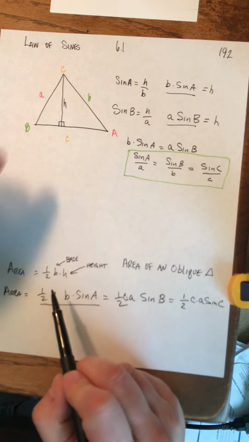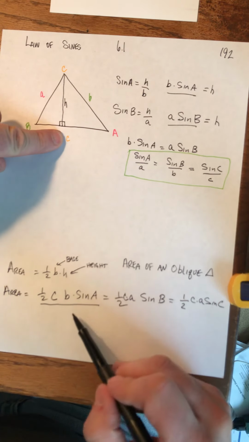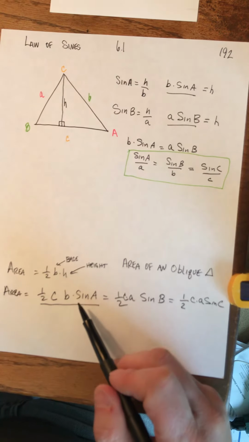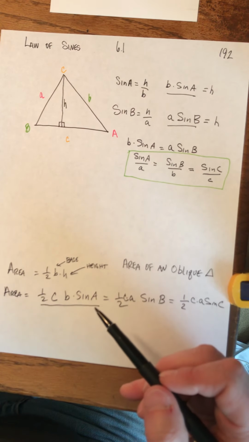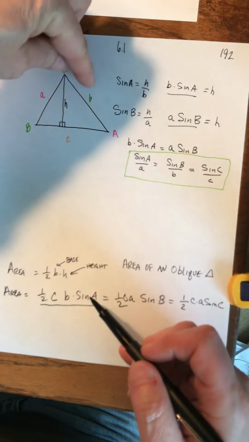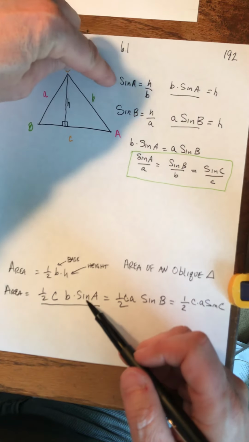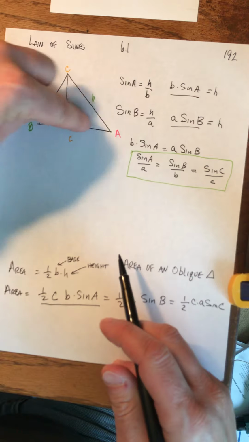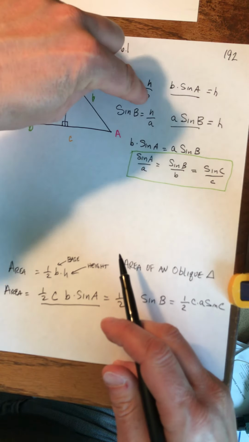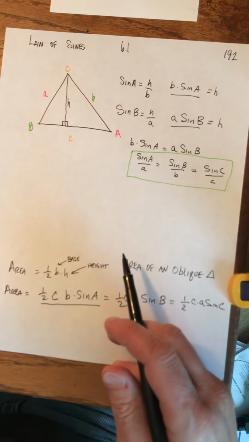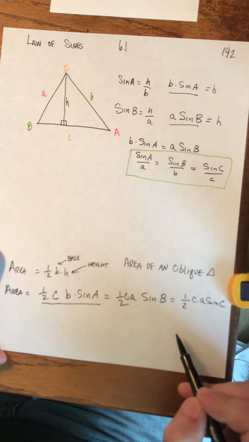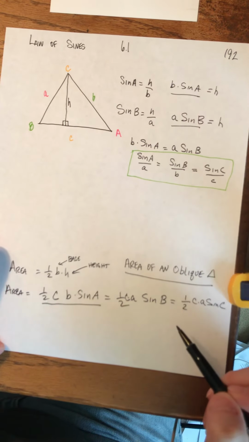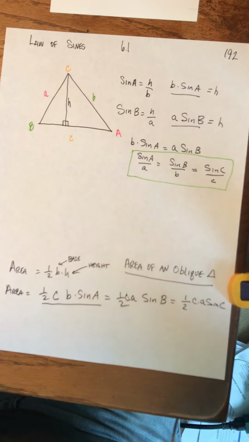One half the base times the height, the base being C, the height being, we're going to rename it in terms of the things that we know in case we don't know the height. We would call it b times the sine of A, and we got this by very simply using our trig formula for the sine function, opposite over hypotenuse for that triangle. And now we've got a new formula for the area of any triangle that is not a right triangle. And we can use this several different ways.